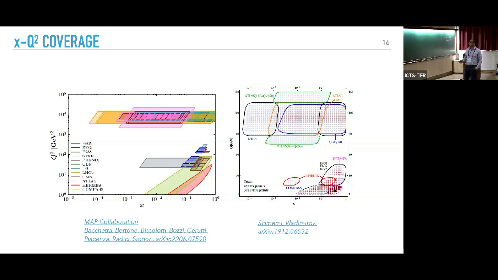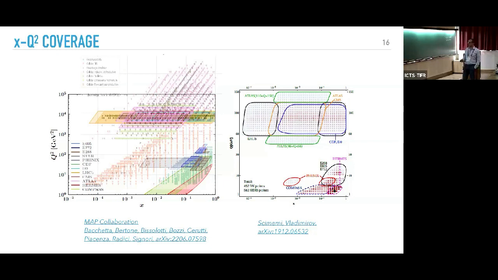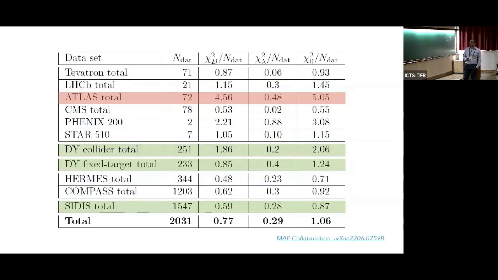This is overlaid with the current status of data points used for collinear PDF extractions. So you see that for collinear PDFs, there is a much wider range in x and Q squared. So the hope is to go in that direction and cover better the space, but at the moment, this is what we have. This is a similar coverage plot by the other main collaboration doing these extractions. So this is a table which is there just for the purpose of giving you an idea of how well we describe the data. And you see that we do describe well all kinds of data.